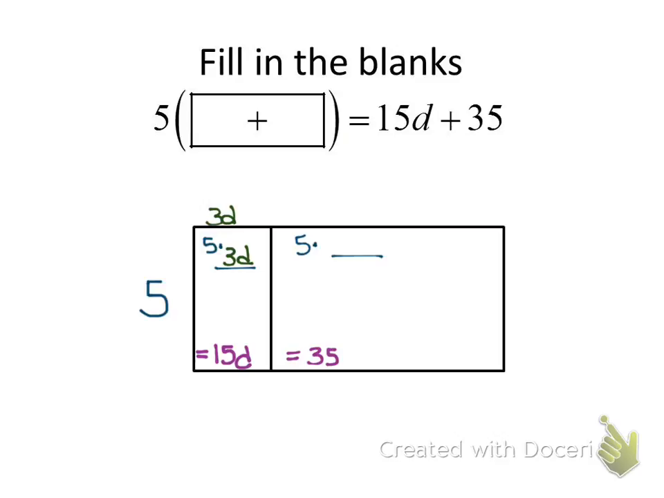5 times what will get me to 35? 7. So 7 is the width of my second rectangle. So where else do I need to plug that 7? Okay. Am I finished? No. Because now I need to plug in the blanks. Because think to yourself, 5 times what gets you to 7? Or 5 times what gets you to 35?